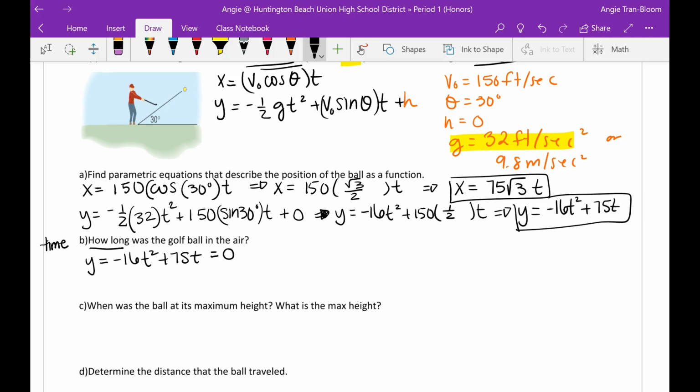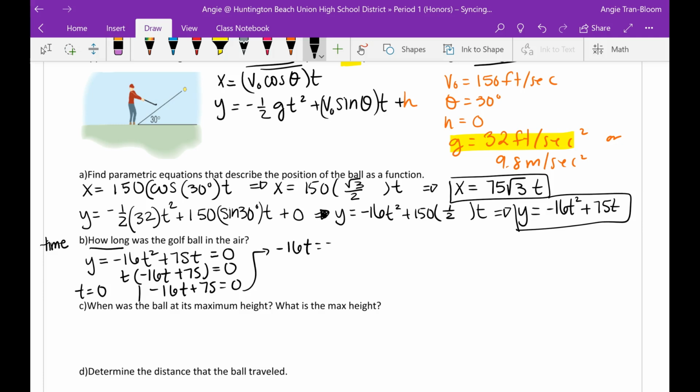Let's solve for t. I will factor out a t because that's what they have in common. So now I have t times negative 16t plus 75. Set each one equal to 0. Over here, negative 16t plus 75 equals 0. That means negative 16t equals negative 75. T is positive 75 over 16.